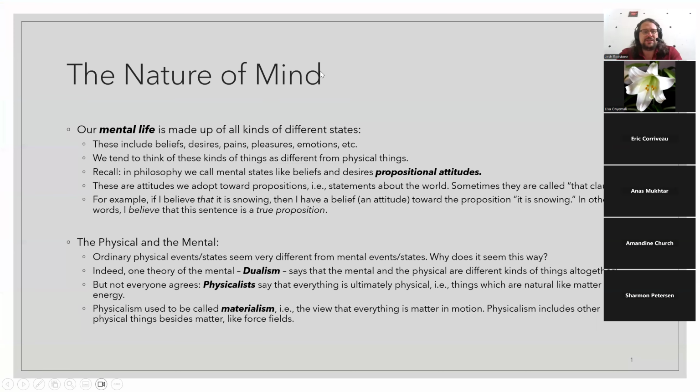But just look at how rich our mental life is. We tend to talk about minds and our mental lives in terms of states, different kinds of mental states.